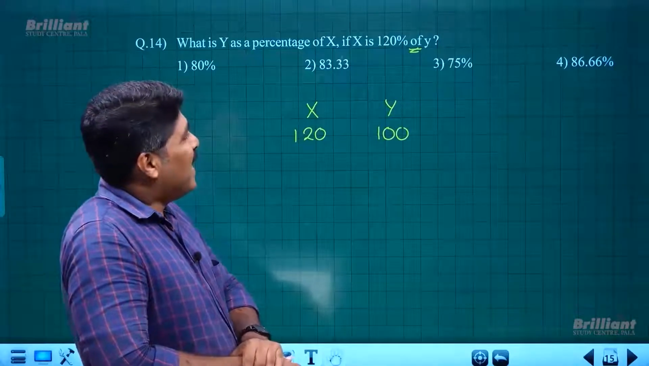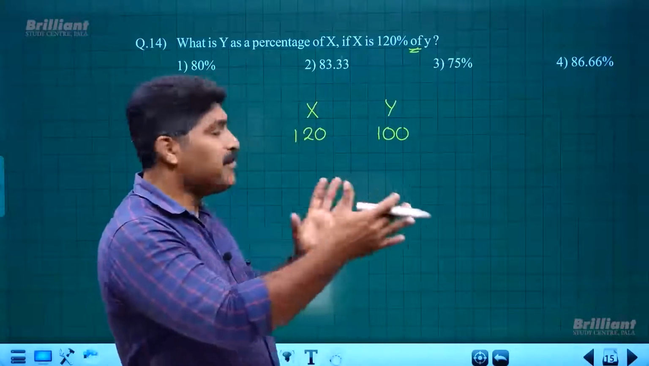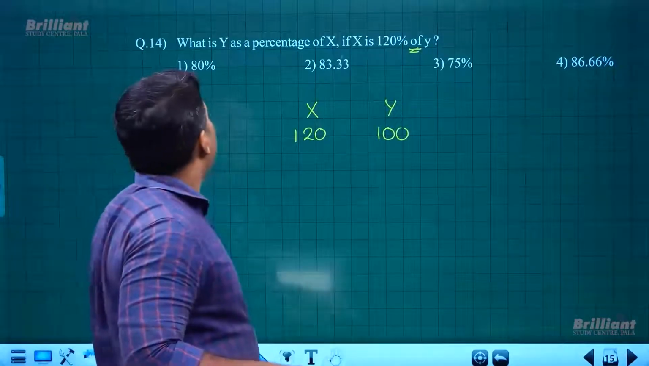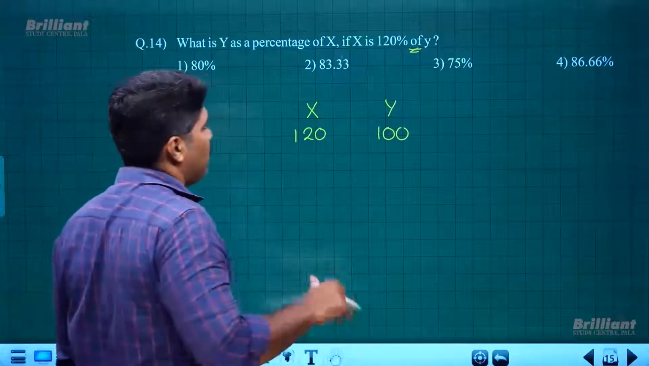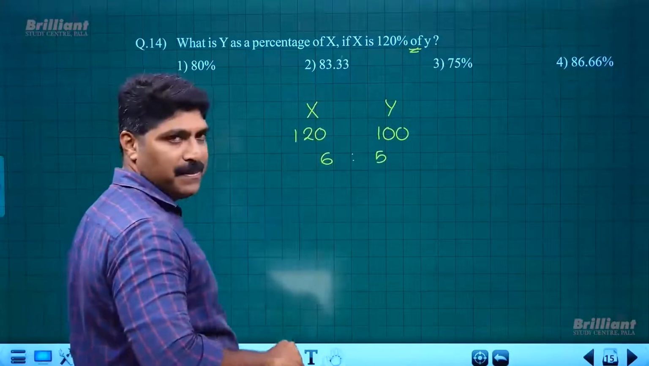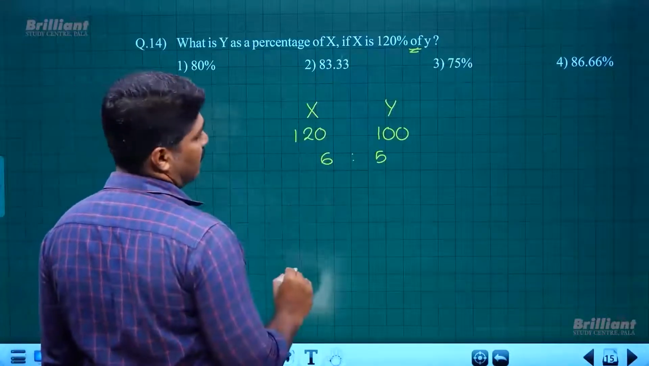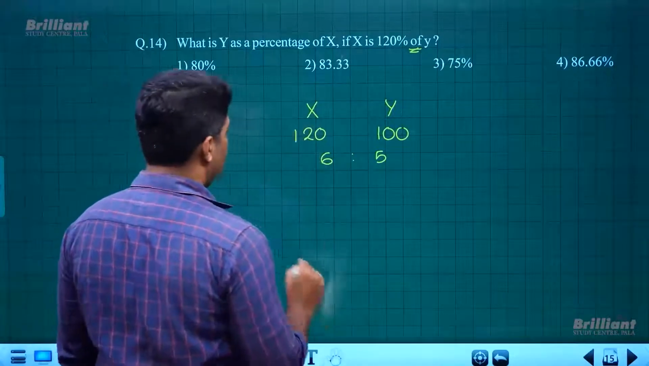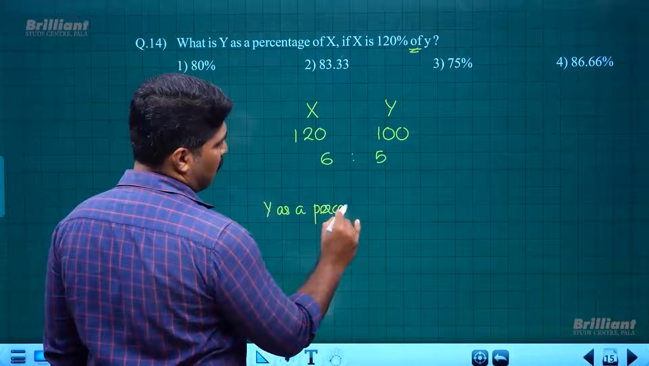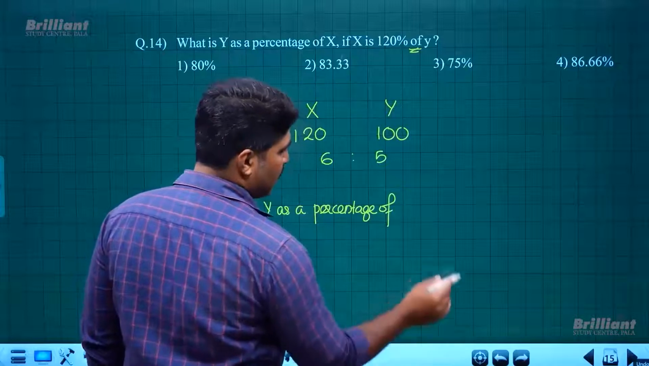Suppose the students didn't get the idea to express the values like this, they will take too much time to reach a relationship between x and y. In a smart approach, we can consider the ratio of these two values. We can simplify these values in the form 6:5. Then what we are going to find out is y as a percentage of x.